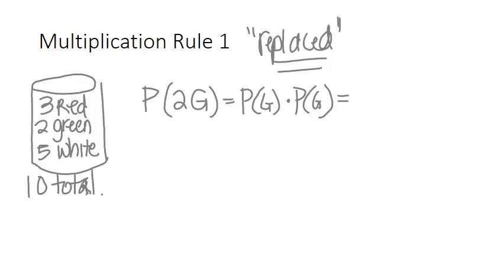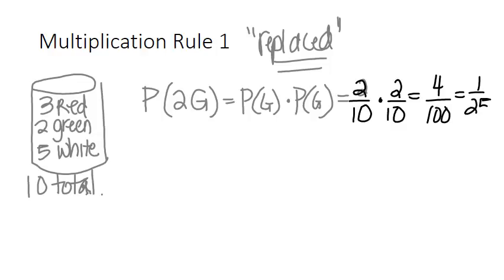Well, how many chances do we have being green the first time? We have 2 out of 10. And if I put it back, then I still have the same chance again of picking a green one a second time. So we get 2 out of 10 times 2 out of 10, which is 2 times 2 is 4. 10 times 10 is 100. And this will simplify to 1 over 25. That was A.